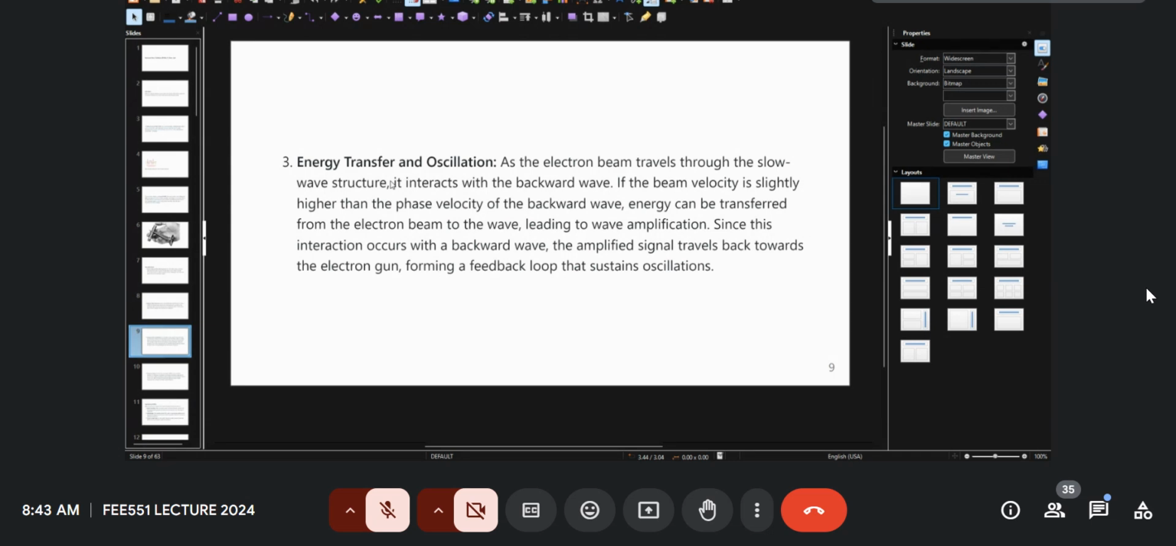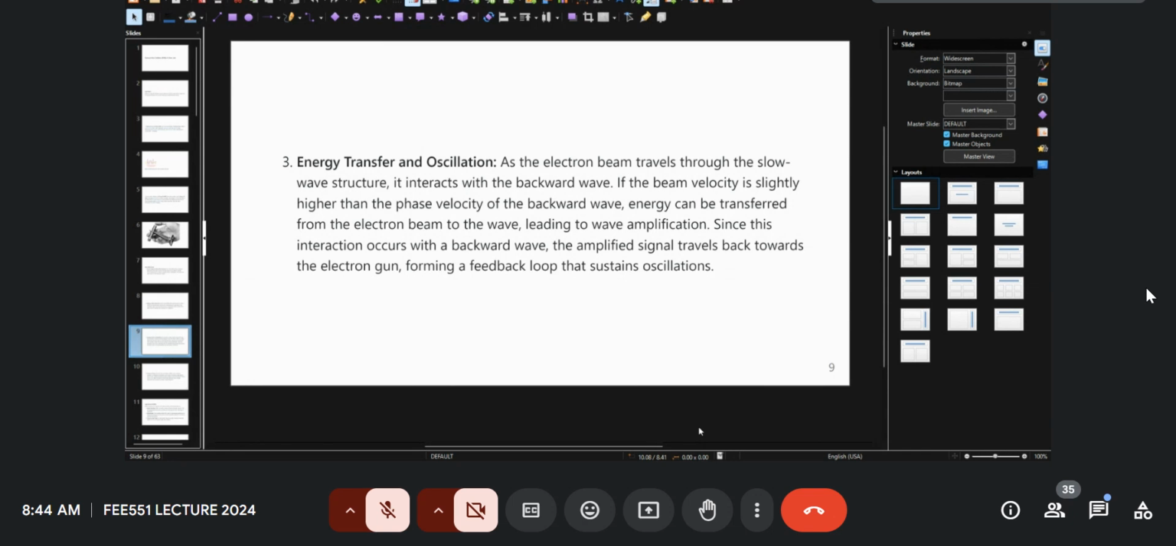which sustains oscillations. So I hope I'm addressing the right question, the question about how the oscillations and feedback work. There's a feedback loop that you're talking about. From this interaction, the amplified signal is brought about due to the interaction between the electron beam and the signal that you have put into that slow wave structure.